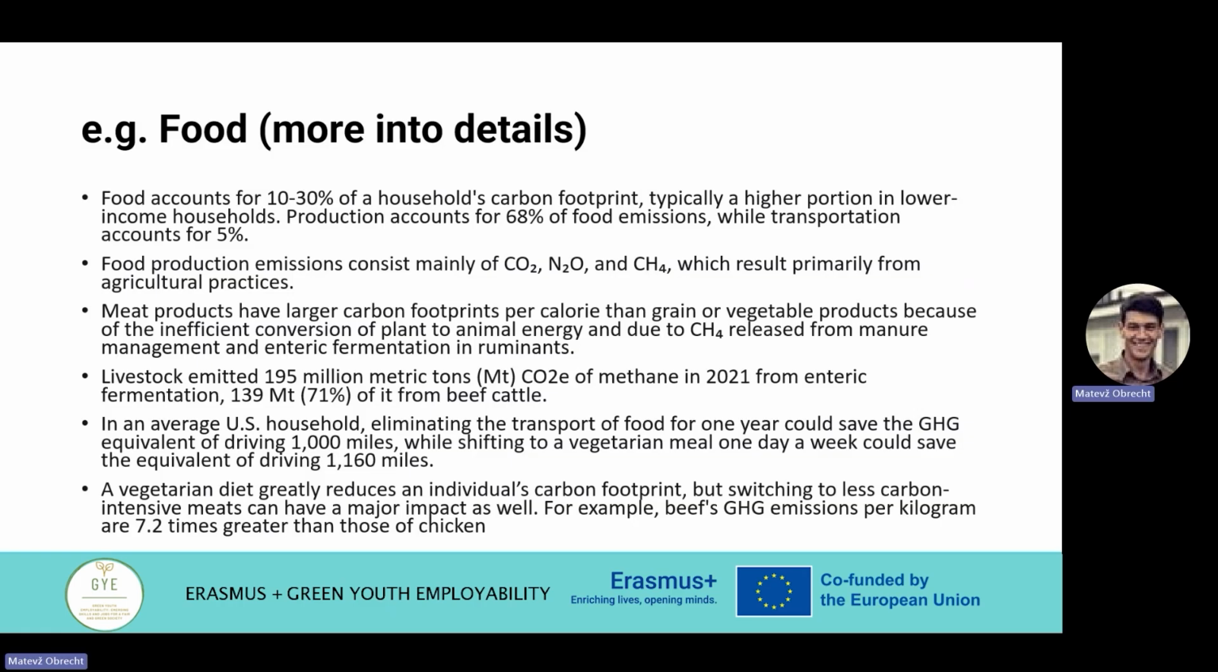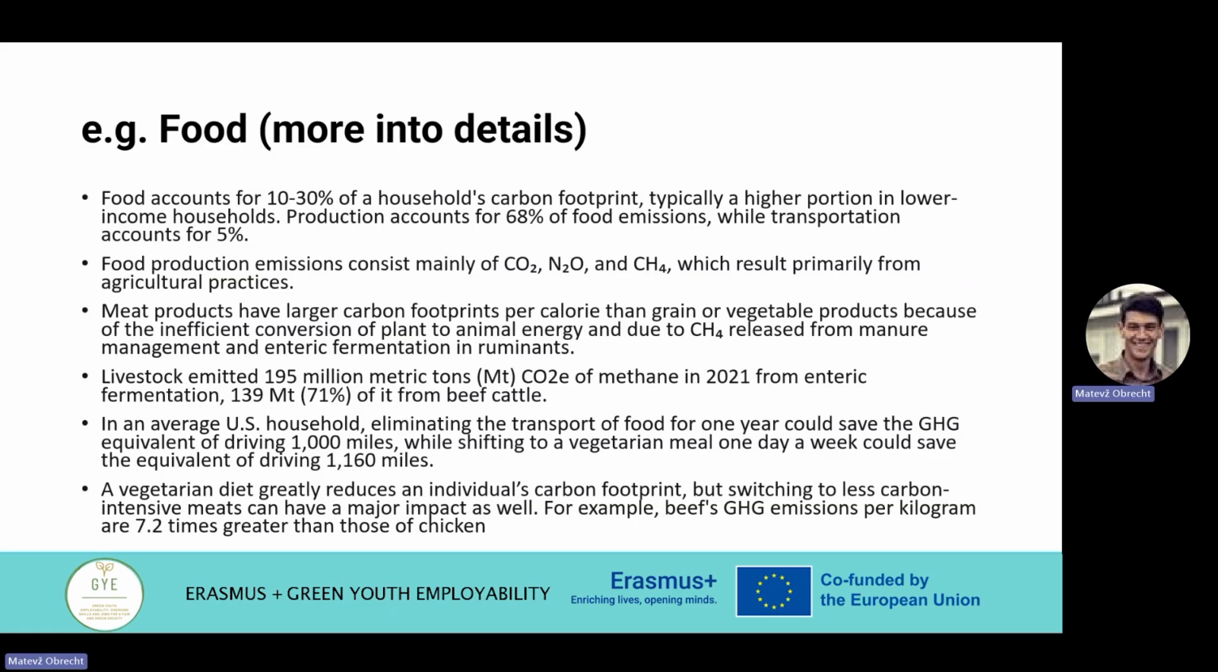So we talked about ordering strawberries from different parts of the world during the winter. You could say, oh, but transportation is not such a big impact, so it's not a big impact when I order strawberries in the middle of the winter. Yes, true. But still, the preparation of this food, packaging, transportation, altogether, it still causes quite a big impact on the environment. Food production mainly consists of CO2, nitrous oxide, and methane, which result from agricultural practices.